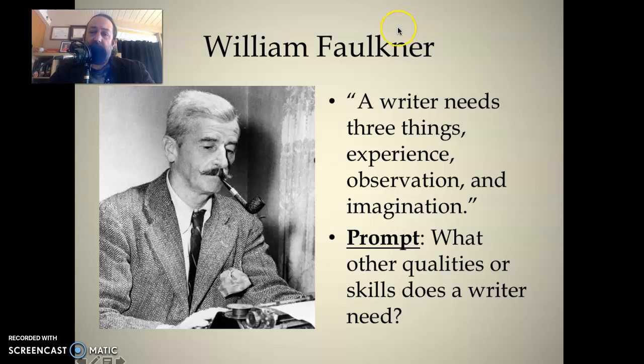All right, the second one is a quote from William Faulkner. It says, a writer needs three things: experience, observation, and imagination. And with this one, we're going to say, let's assume that those are solid points. So let's say that those three are a good beginning to our list of what a writer needs. What else could we add to that list? Or what else should we add to that list to make it more complete?